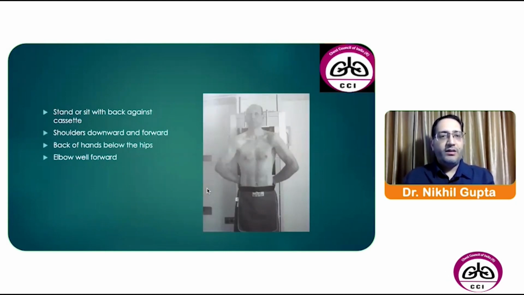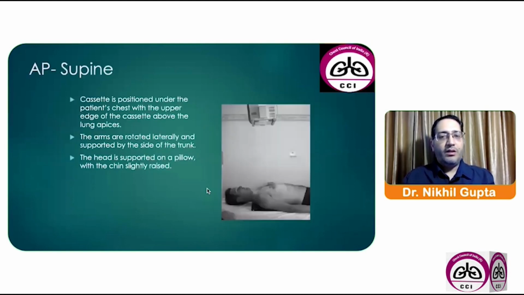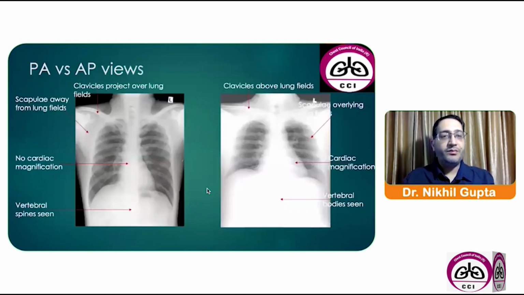It is obtained with back against the cassette and shoulders downwards and forwards. Back of the hands below the hips and elbow well forward. AP view can be obtained in supine position as well, where the cassette is positioned under the patient's chest with upper edge of the cassette above the lung apices. The arms are rotated laterally and supported by the side of the trunk. The head is supported on a pillow with chin slightly raised.